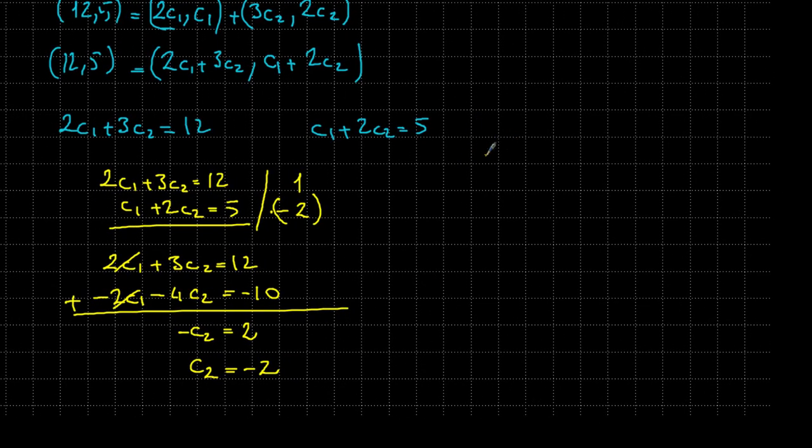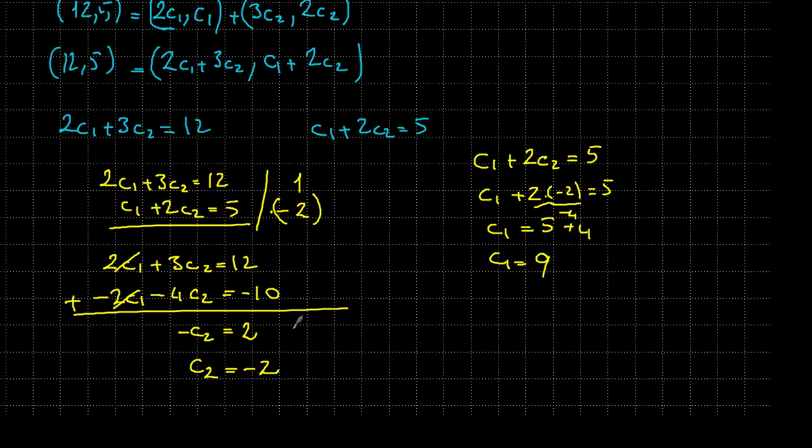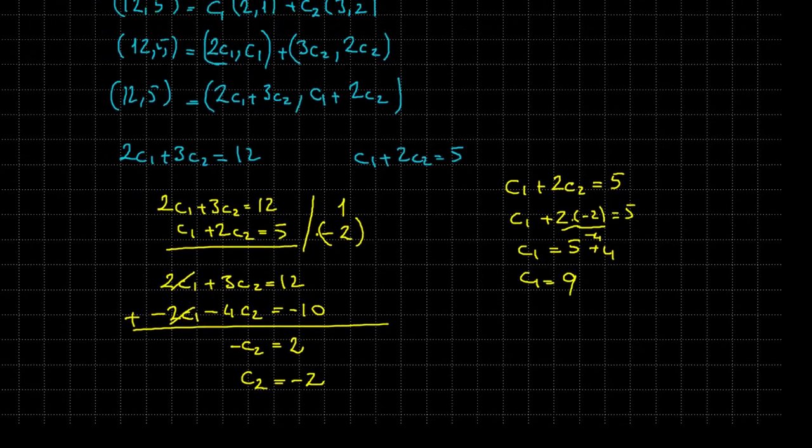Then c1 plus 2c2 is equal to 5, and c1 plus 2 times minus 2 is equal to 5, then c1 is equal to 5, and this is going to be minus 4, so 5 plus 4, and c1 is going to be equal to 9. So we wrote the v as linear combination of two vectors here, and we found that c1 and c2 are equal to 9 and minus 2.